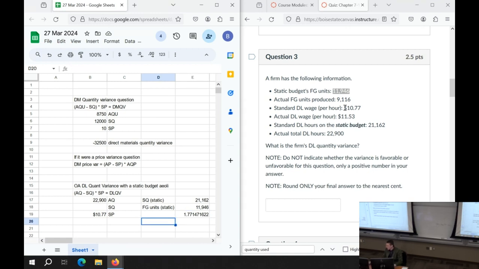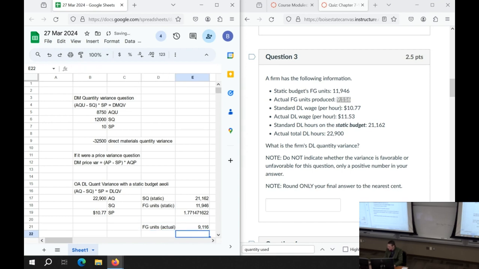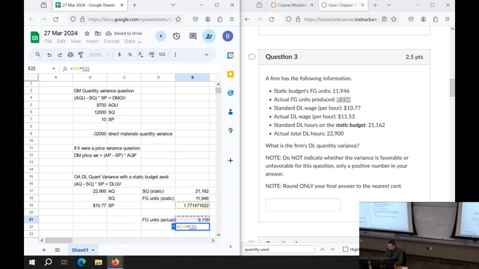Okay, well, we can then take our actual finished goods units right here. I'll drop a little further. Finished goods units, and then parentheses, actual, to make it parallel. Okay, and we can multiply those two. And this should be our SQ at the flexible budget, not the static budget.